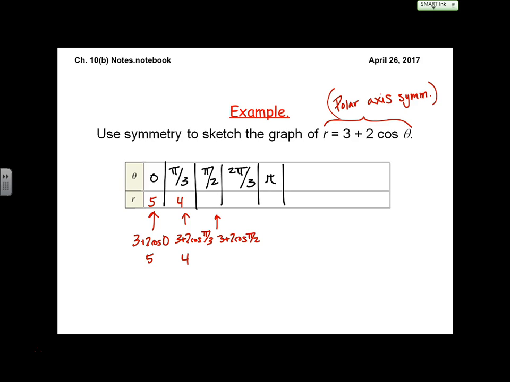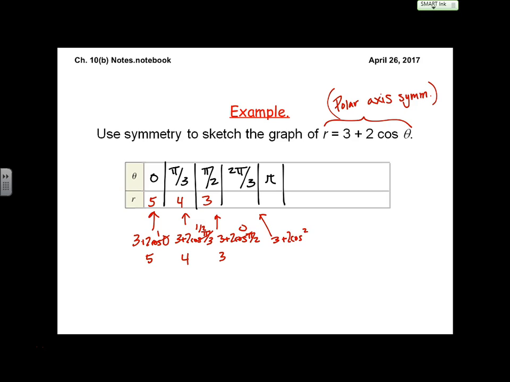No, that's pi over 4. 0. Good. So that's going to be 0. This one is going to be 1/2. This one is 1. 2 times 0 is 0. 0 plus 3 is 3. Well, that's going to be 4 then 4.